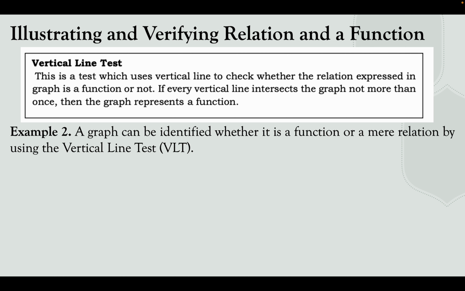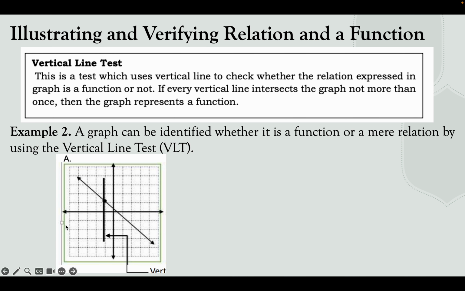Example number 2: a graph can be identified as a function or a mere relation by using the vertical line test. For example, we have a graph here. You can make a vertical line test anywhere, it depends on you, as long as you make a vertical line test. If the line will intersect just one point, that means it is a function.